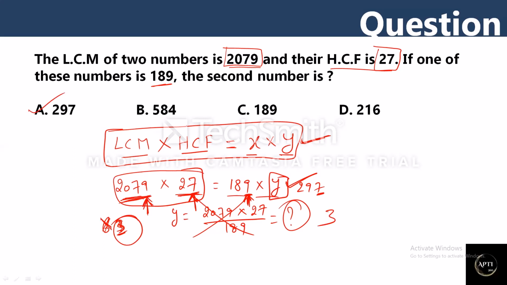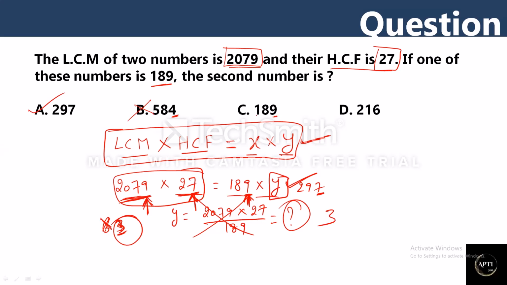That's it, option A. Now we need to check the remaining options as well. If I consider 584, what is 9 into 4? 36. It is ending with 6, so option B cannot be my answer. Now if I consider option C, here it is also ending with 9. 9 into 9 will end with 1. Why?